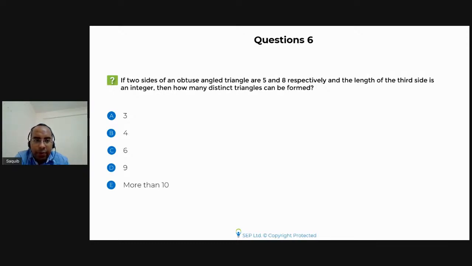So here's a geometry question. Again, conceptual clarity is needed, and there's another simple learning out here. So this is the last question for the day, guys.